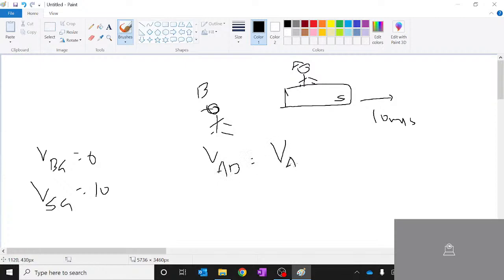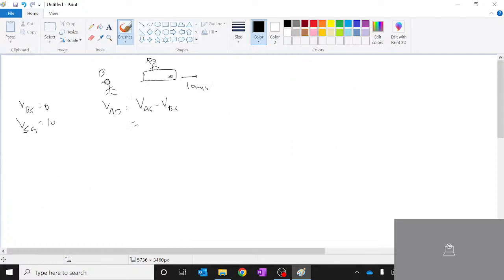Velocity of A with respect to ground minus velocity of B with respect to ground. Correct. Now, what is velocity of A with respect to ground? You do not know. Correct. You know that velocity of A with respect to S is VAG minus velocity of S with respect to ground. Correct.